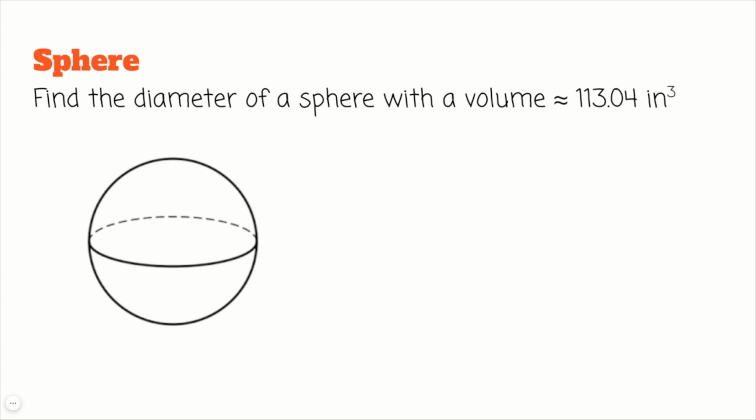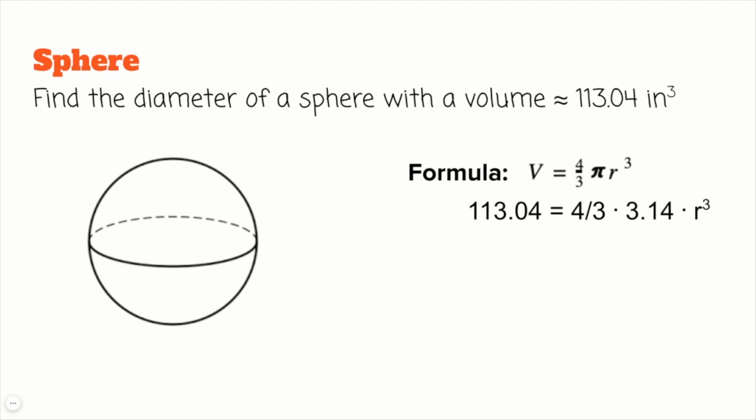And lastly, let's look at a sphere. We want to find the diameter of a sphere with a volume of approximately 113.04 inches cubed. So I'm going to start with my formula for the volume of a sphere. I'm going to substitute in the numbers that I know. I'm going to simplify the right-hand side by multiplying together 4/3 times 3.14, and you get about 4.19.